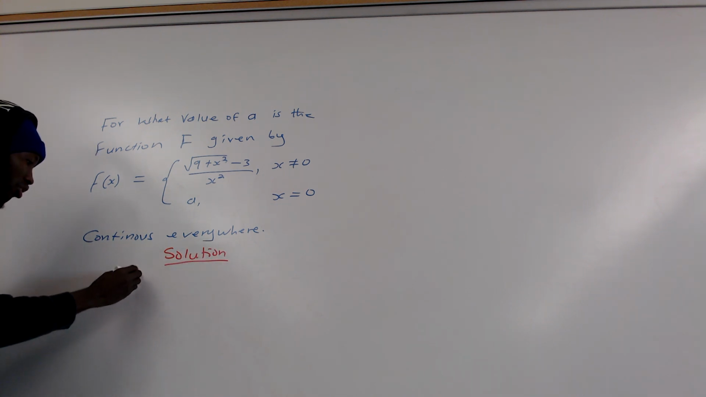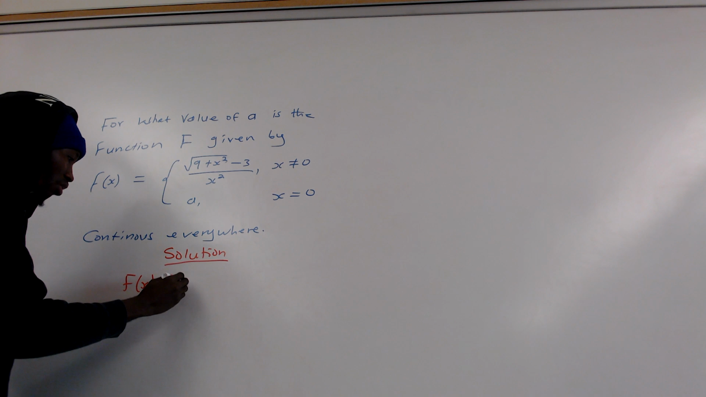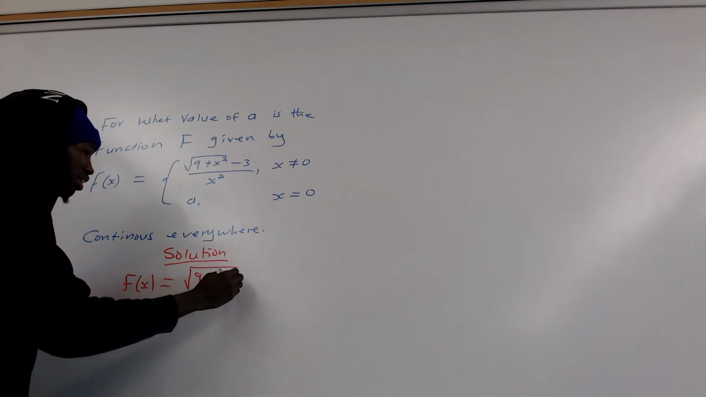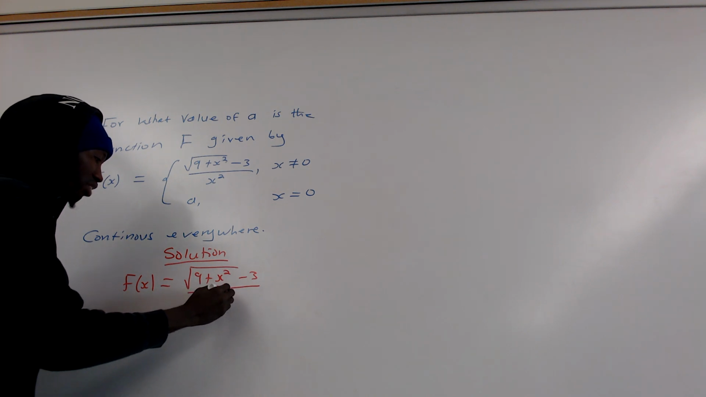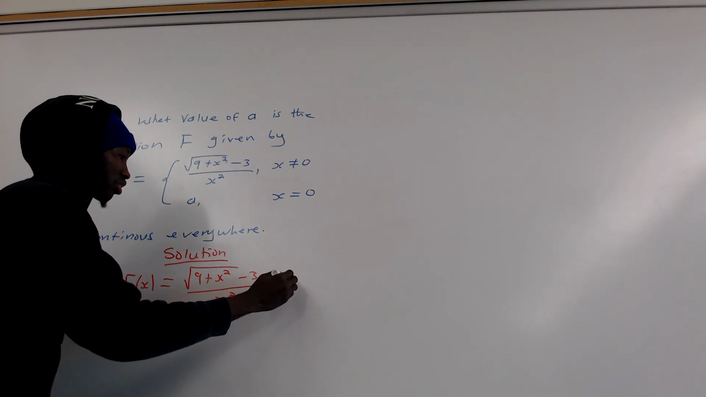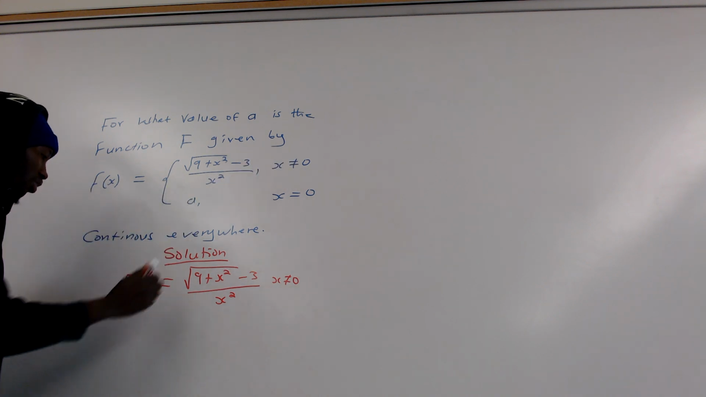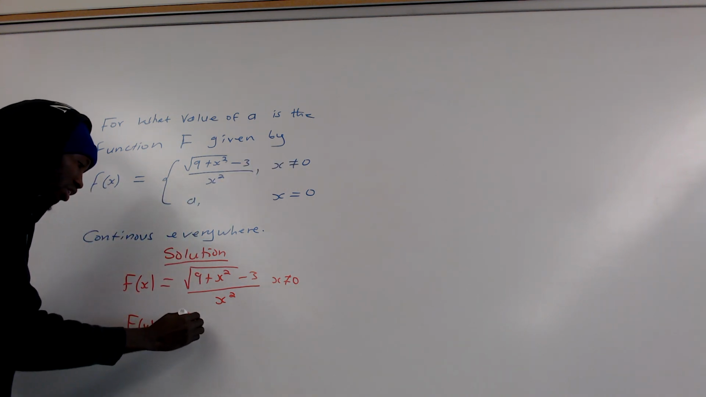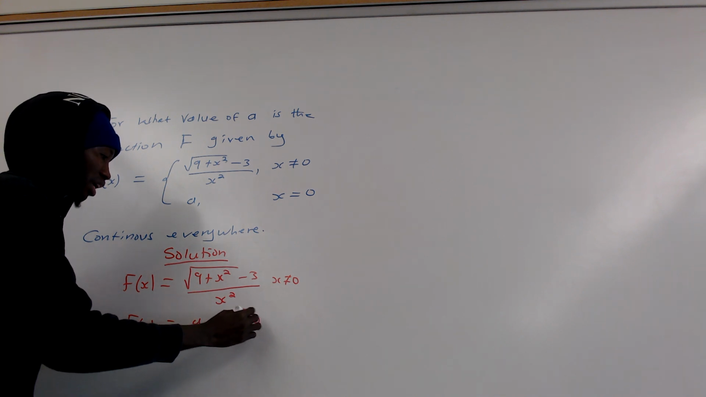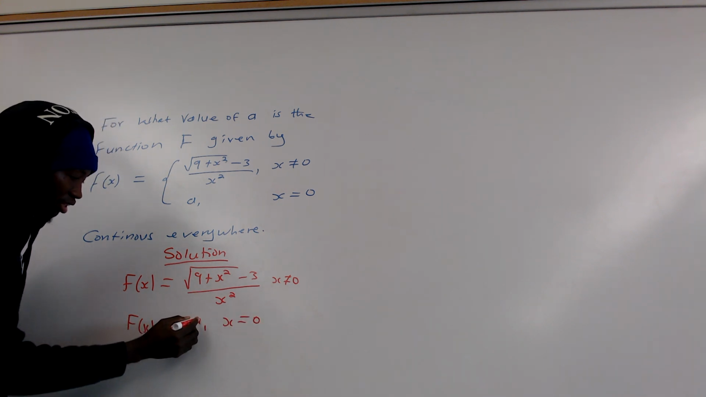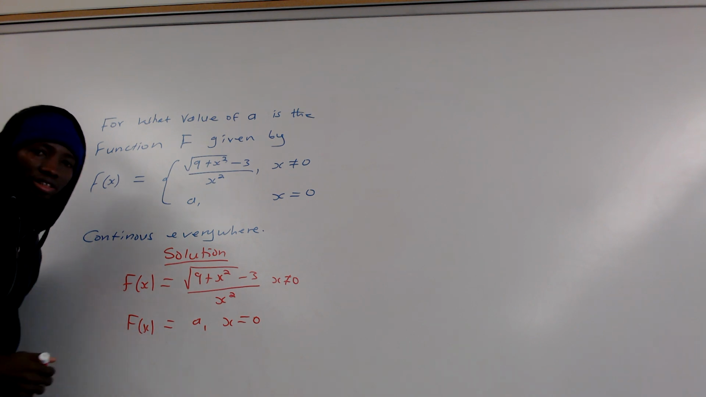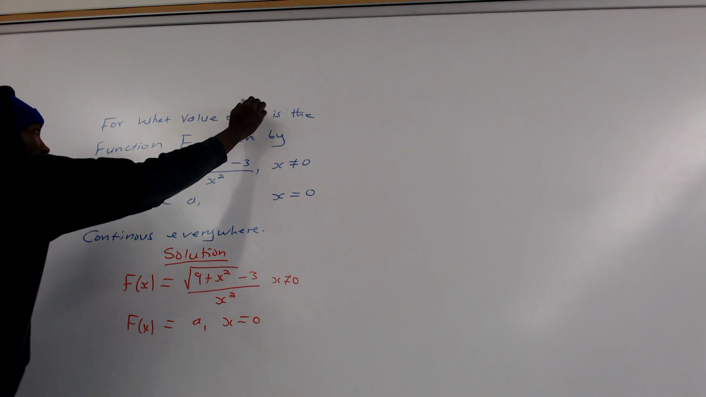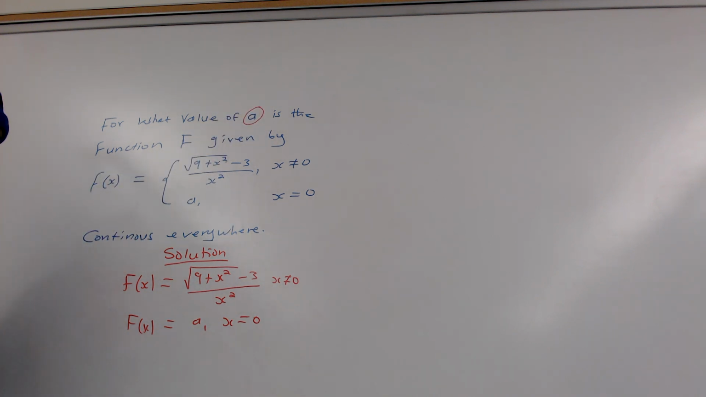So we are given the two functions: f of x equals the square root of 9 plus x squared minus 3 divided by x squared, with the condition x is not equal to 0 for the first function, and for the second function, f of x equals a, in this case x equals 0. So we are given these two functions. In this case, we are required to find the value of a. This is our target.